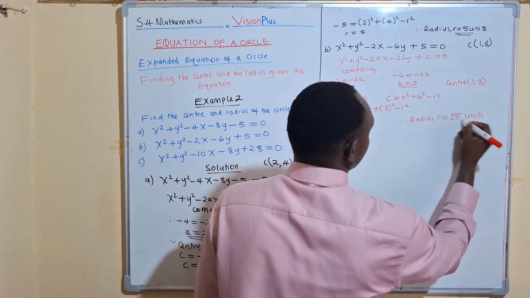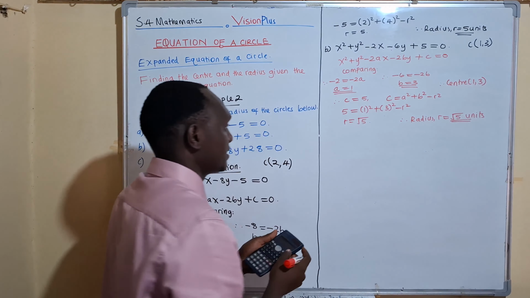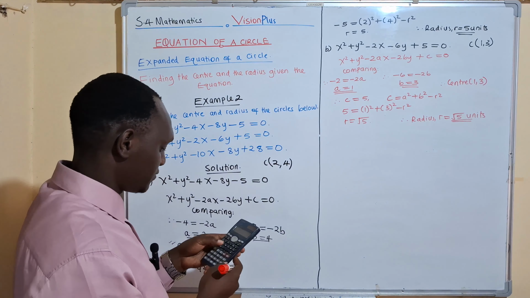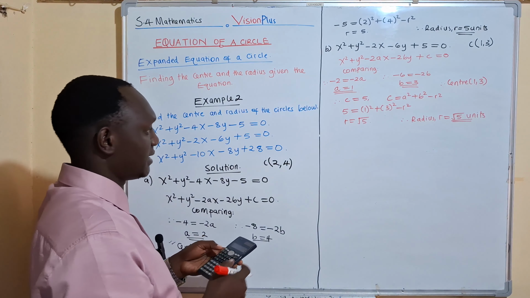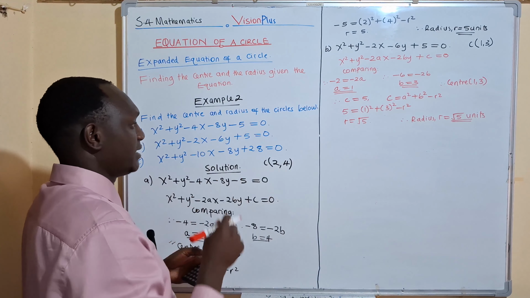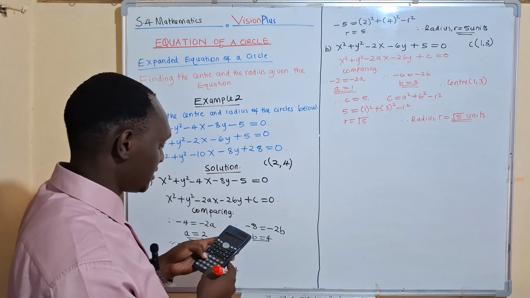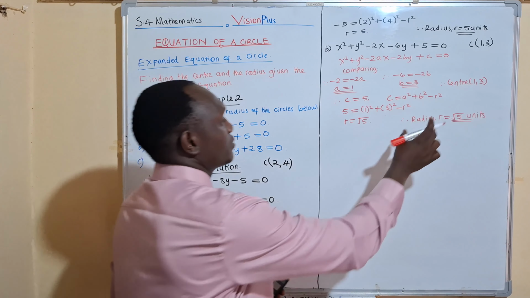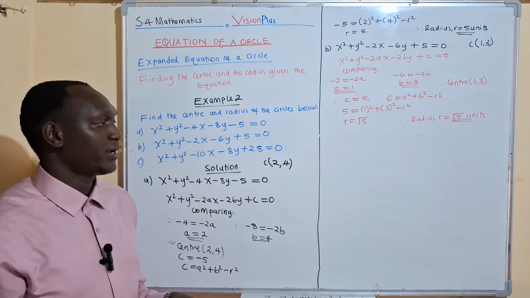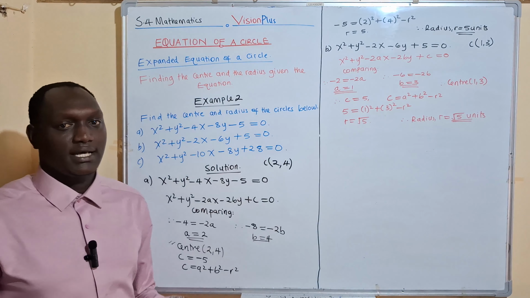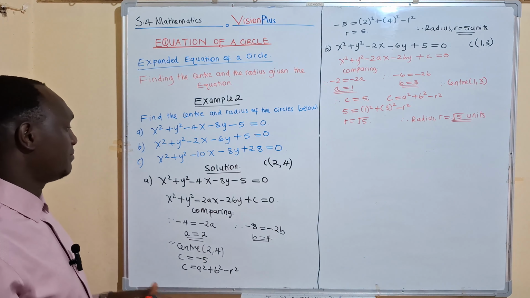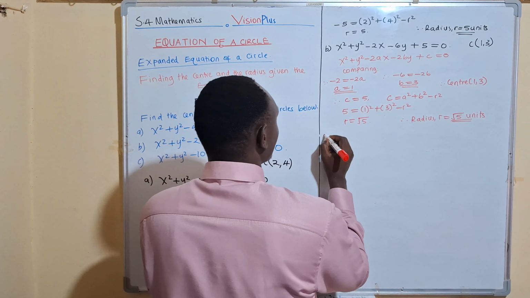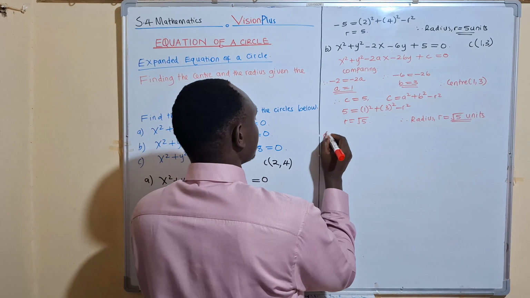I hope you are getting the same answer. Then we press again. We'll have 3 squared plus 1 squared. That is 10. Carry this one this side. 5 becomes negative. Take the square root. So that is the answer. It is correct. So that is the center, and that is the radius for part B. And finally, for example 2, part C.